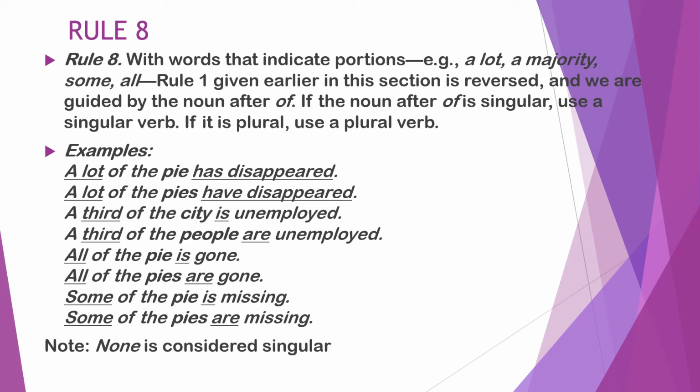All the pie is gone, singular. All the pies, after of is plural, are gone. Some of the pie, singular, you use is, missing. Some of the pies is plural, you use are. None is actually considered singular. If you ever use the word none, as in none of the above is, it's a singular. None will be followed by is, not are. So it carries a singular verb.